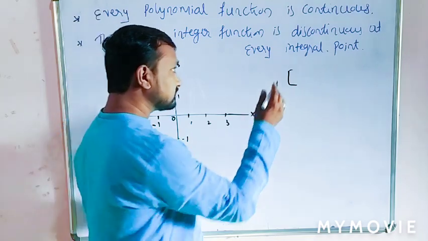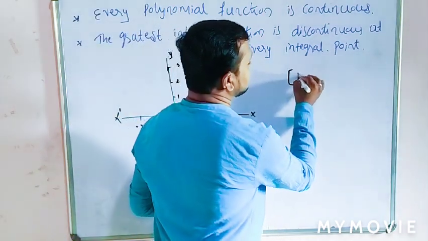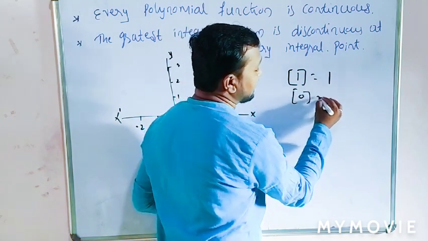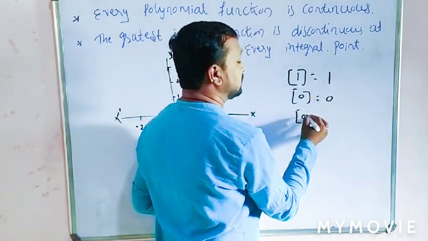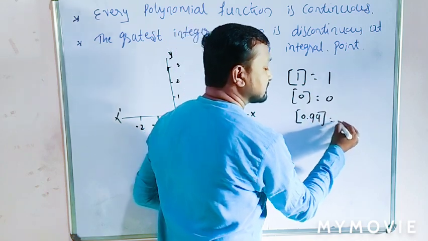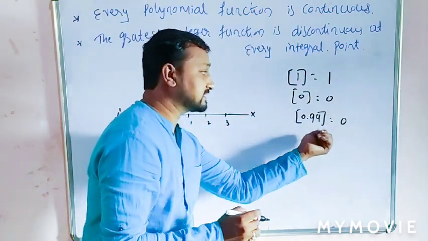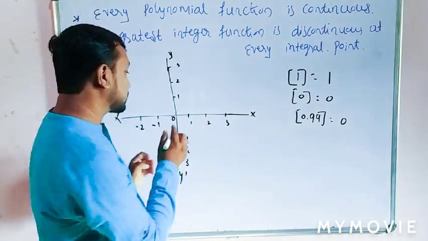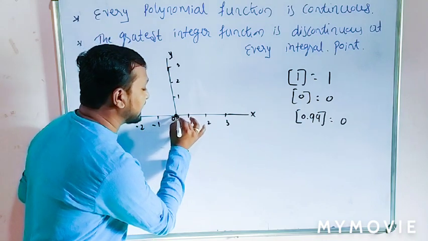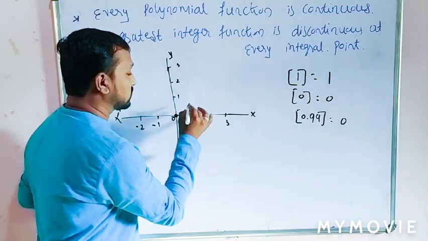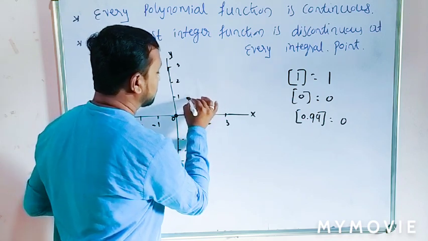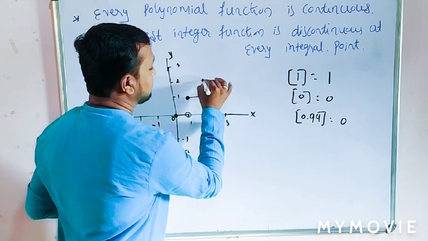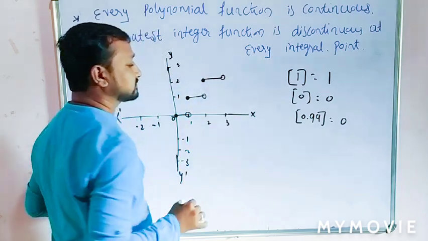Here we can see that the greatest integer of 1 is 1. The greatest integer of 0 is 0. The greatest integer of 0.99 is 0. Already we know that the value is the greatest integer not exceeding x. That means we can conclude the graph of this function: 0 is a closed bracket, 1 is an open bracket. Then 1 is closed, 2 is open, like 2 is closed, 3 is open. Is that clear?